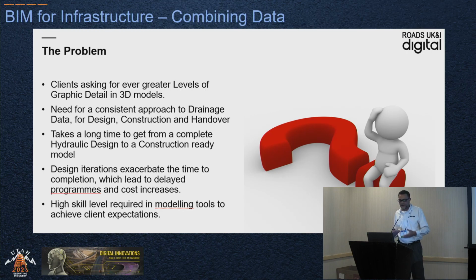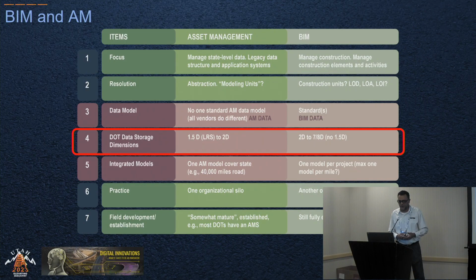So design iterations exacerbate the time to completion, which leads to delayed programs and cost increases, and a high skill level is required in modeling tools to achieve client expectations. These are the problems that we found from Roads UK, okay? And I'm going to be demonstrating this, but National Highways in the UK, a very large project that AECOM worked on, had very, very stringent requirements on the delivery, but these were some of the problems that they identified to us early on.